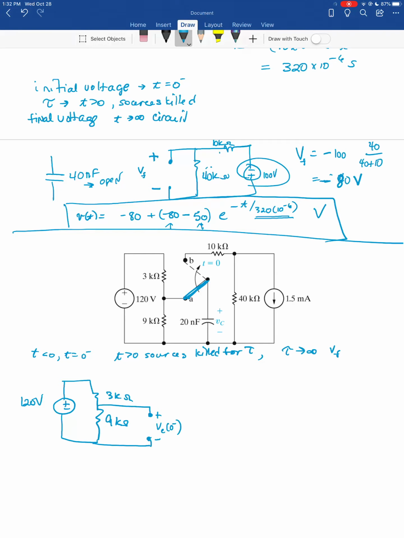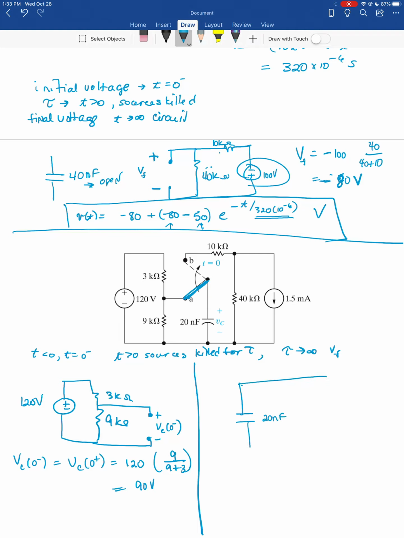So at 0 minus, that's going to look like an open because it's been sitting for a very long time. It looks like DC. So the initial condition on that capacitor voltage does not change instantaneously. So at 0, we'll have a voltage divider ratio. And you should get 90 volts. Okay, now let's look at the circuit after the switch moves to position B.